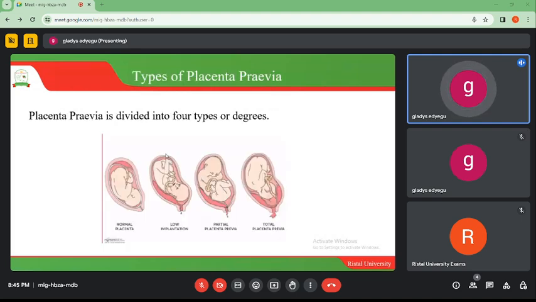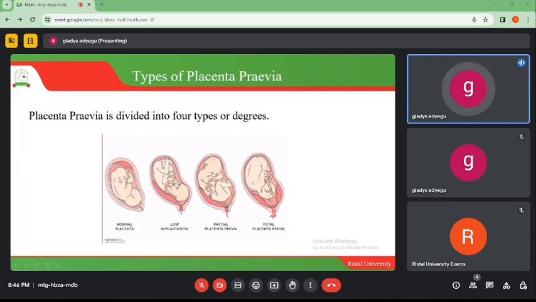The types of placenta previa, we need to know the types, and when you understand the types, then you can also be able to see how to manage. You can be able to know how to handle this mother to have a normal or a cesarean section kind of delivery. So the different types or the degree of placenta previa is always to help guide us in the management of these mothers when they come in labor.